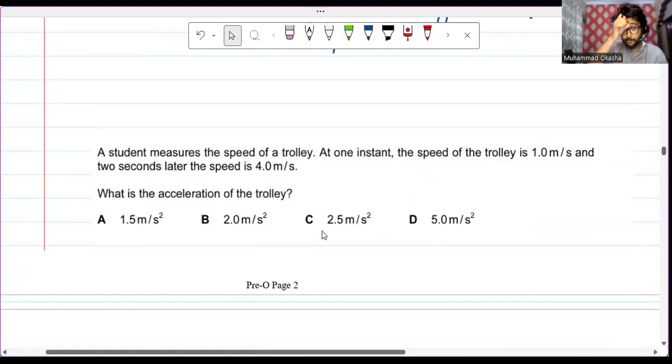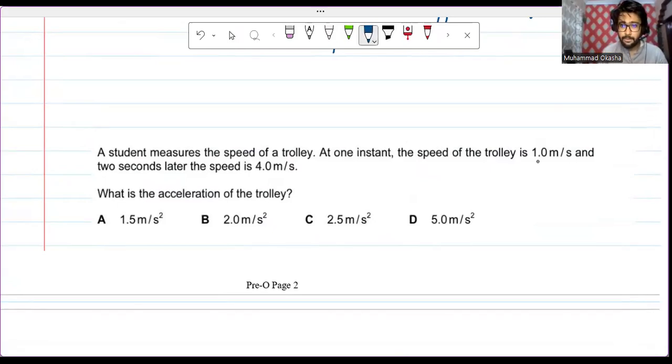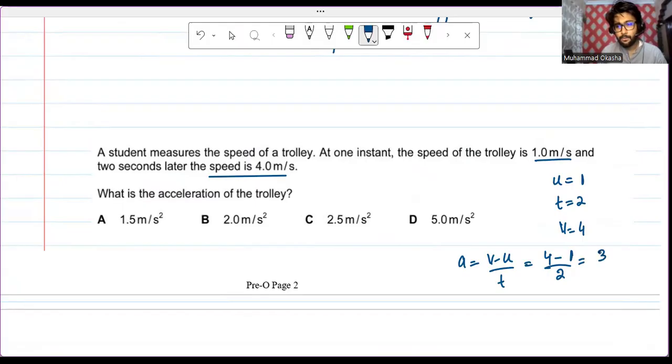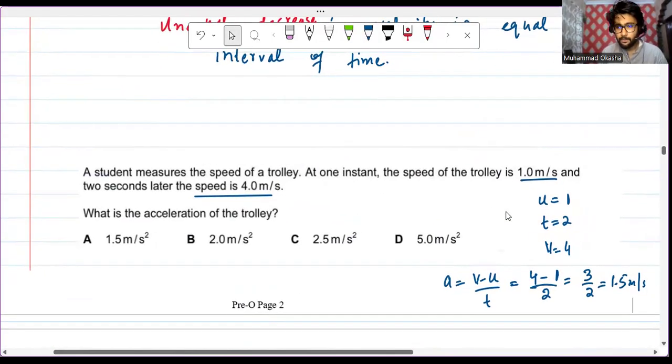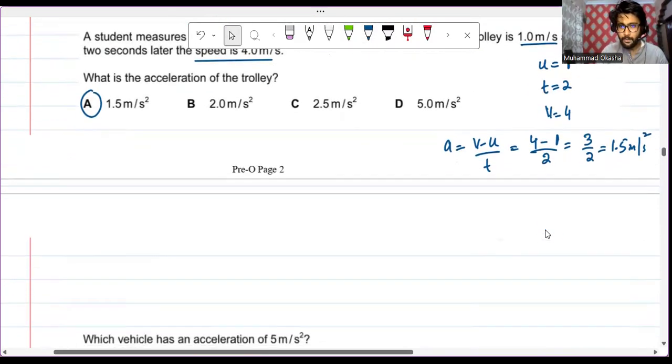A student measures the speed of the trolley. At one instant, the speed of the trolley is 1 meter per second. So initial speed is 1. 2 seconds later, so time is equal to 2, the speed is 4 meters per second. So final speed is 4. What is the acceleration? We know that acceleration equals v minus u divided by t. V would be 4, u would be 1, divided by t. 4 minus 1 is 3 over 2, which is going to be 1.5 meters per second square. And hence, A would be your answer.